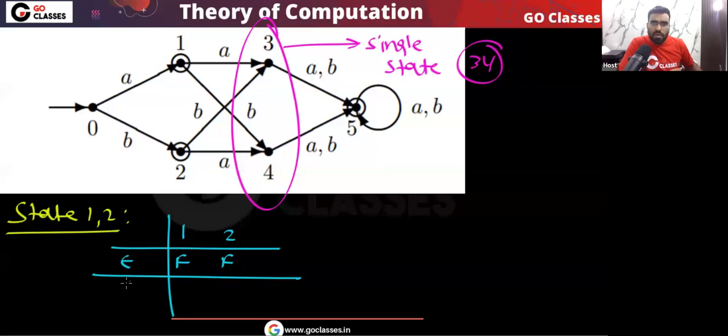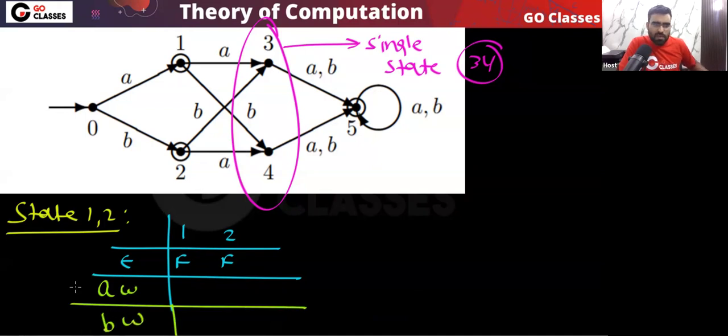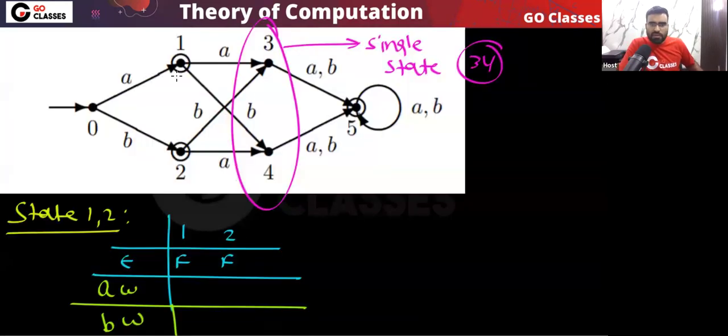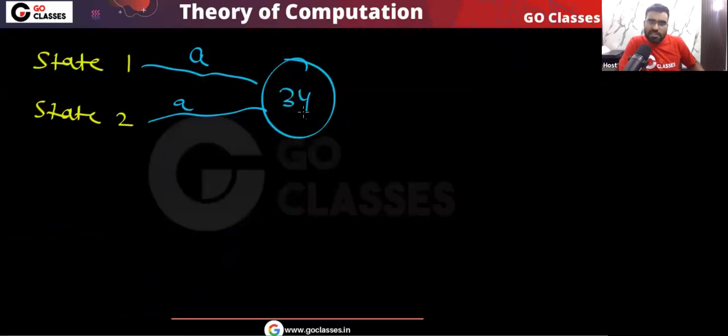Now on strings a, b, what will happen? Strings which are starting with a, what will happen? And strings which are starting with b, what will happen? Very simple. I am asking about state 1, state 2. Notice these two states on strings starting with a. If the string is starting with a, both are going where? On a, they are going to 3 4. That is a single state. Yes or no?